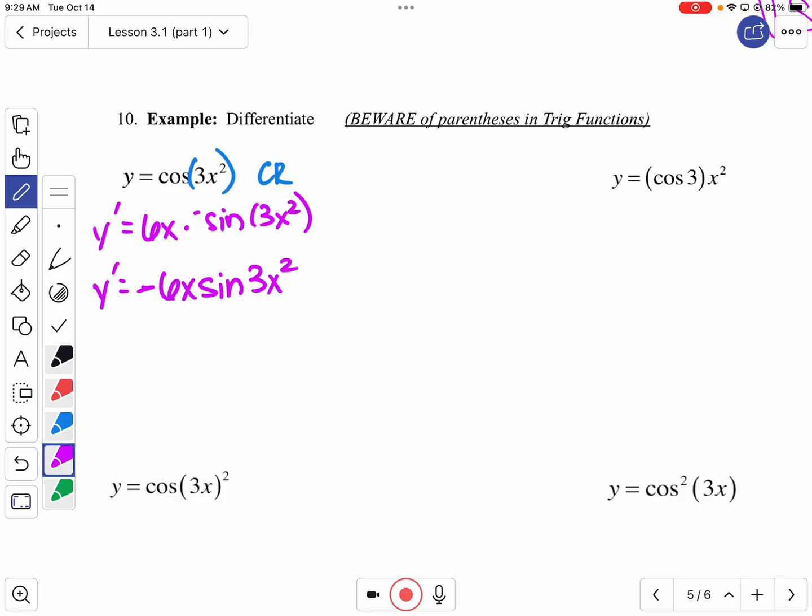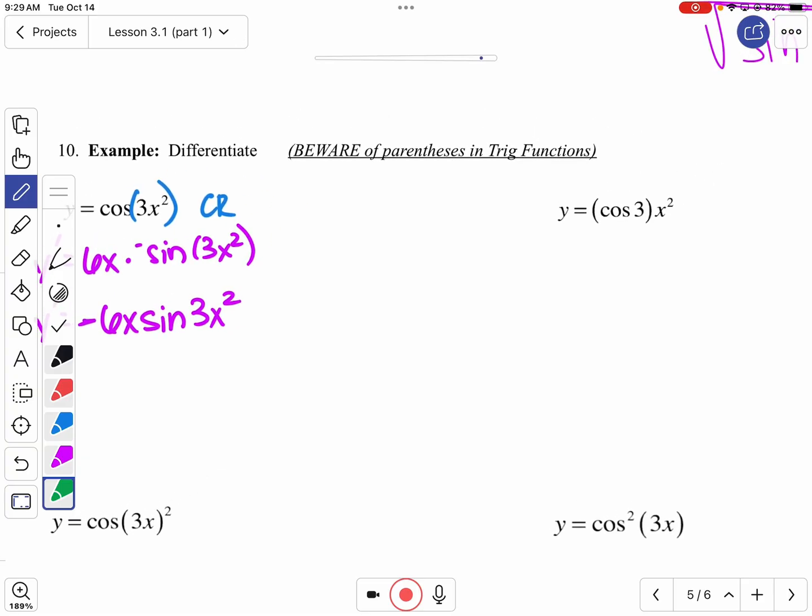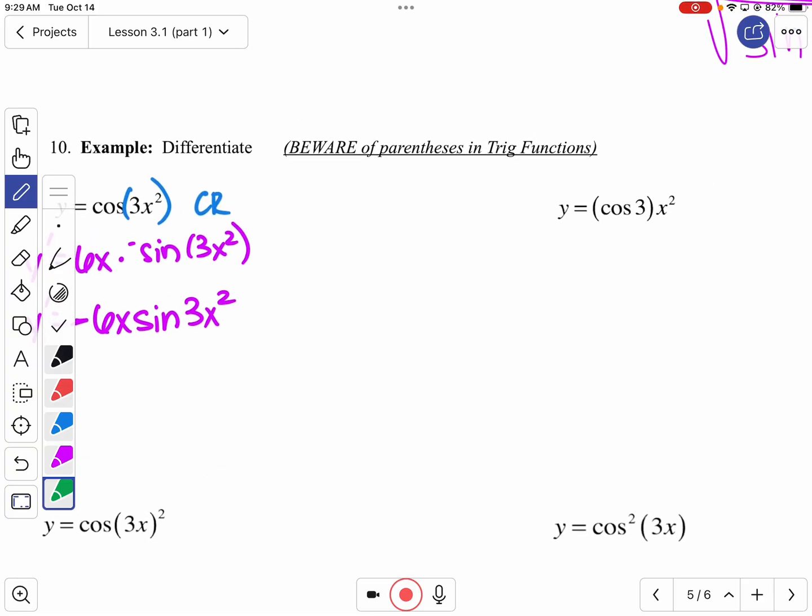I love the next one. Parentheses are important. Because is that x inside the cosine? No. Cosine of 3 is a number, all right? That's a coefficient. This is just general power rule, okay? Because cosine of 3 is a coefficient.